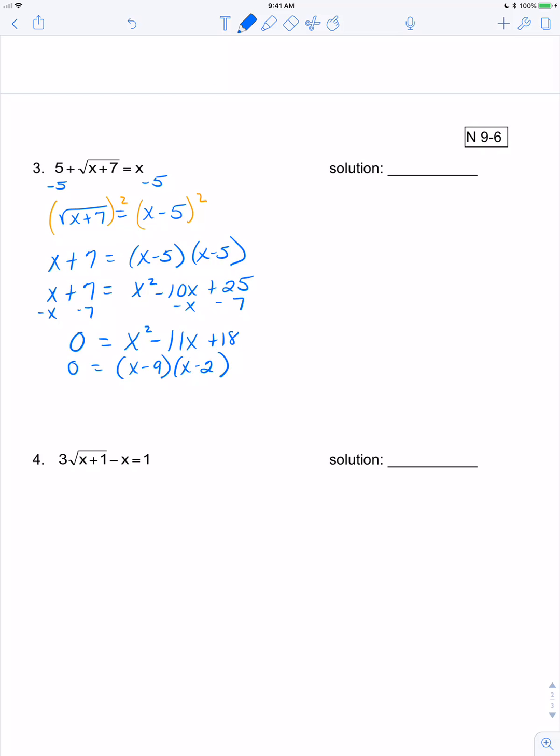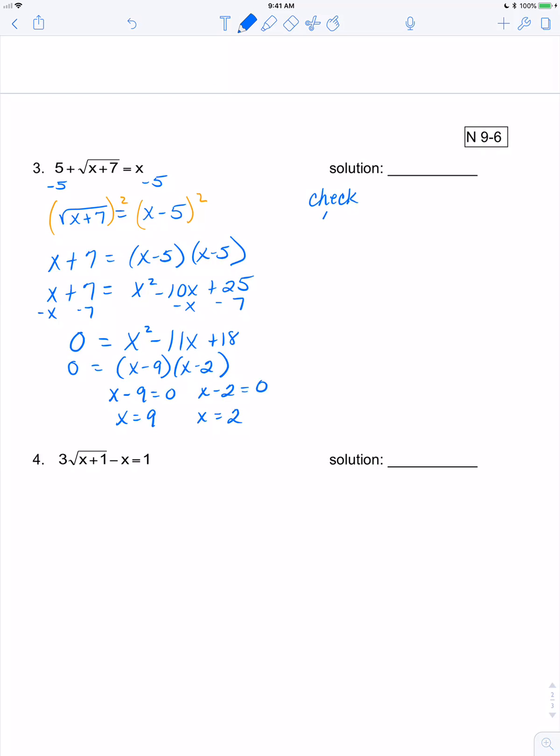Negative 9 times negative 2 is positive 18, and that adds up to be negative 11. So remember, we set both of those factors equal to 0 and solve. So that means x is equal to 9 and x is equal to 2. Now, especially when you have two answers, you always want to check them both and make sure. A lot of times only one of them will work.